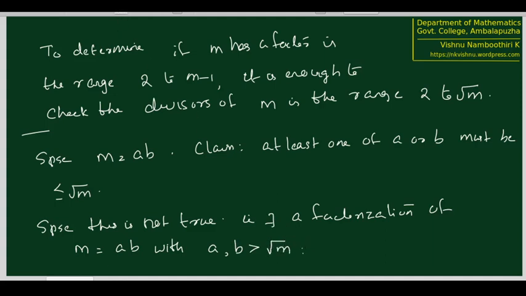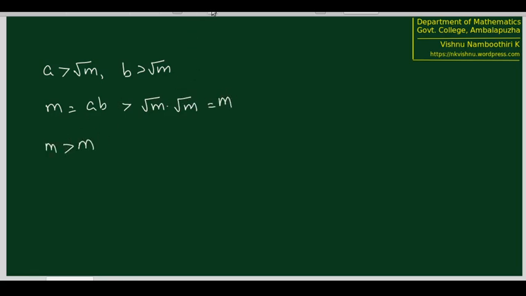But if a and b are both greater than root m, then m is equal to ab, but a is greater than root m and b is greater than root m. This means that m is greater than m. This is a contradiction. This is not going to be possible, and therefore our assumption must be wrong. Therefore, if we write m is equal to ab, then at least one of a or b must be less than or equal to root m.